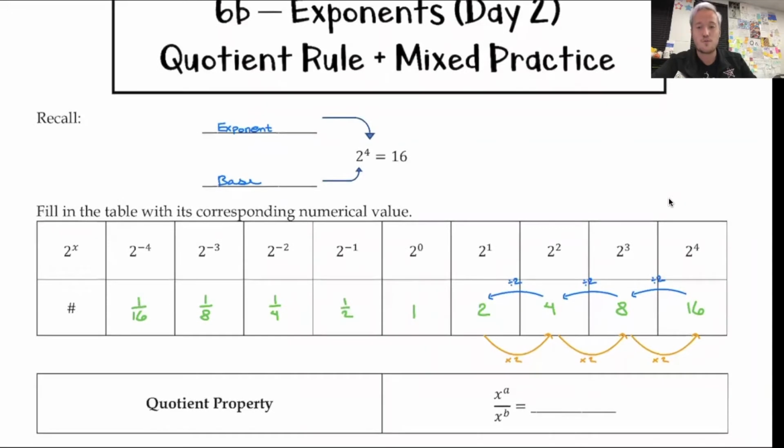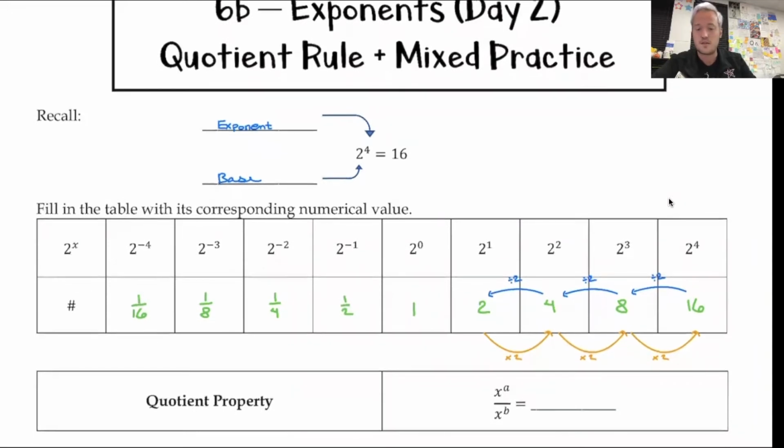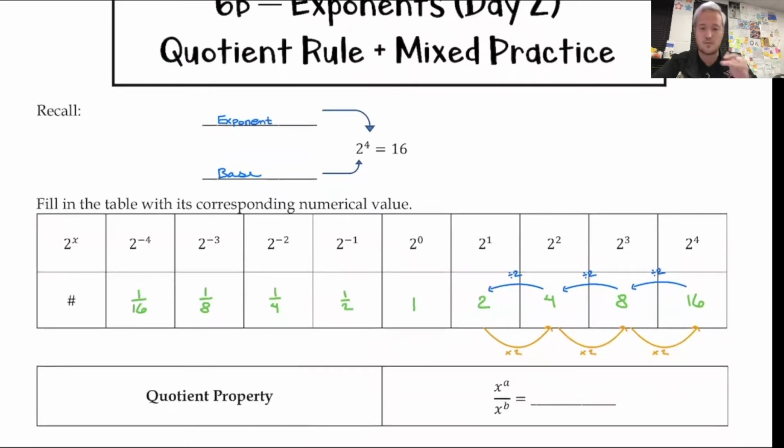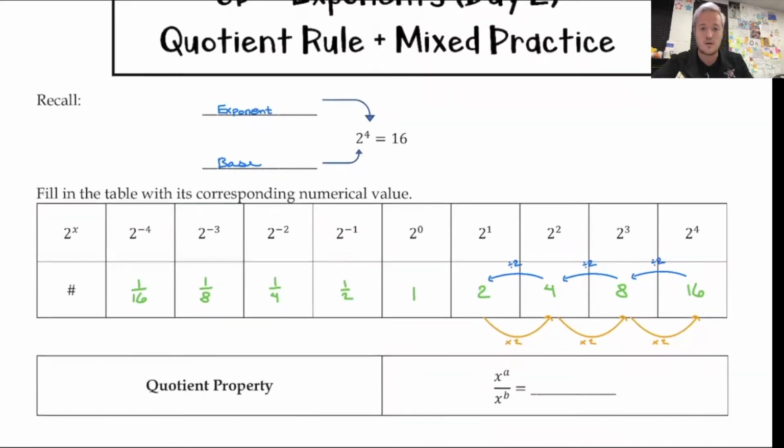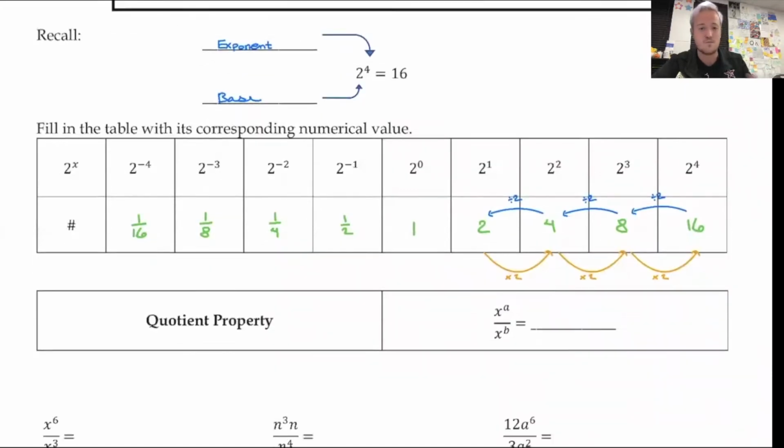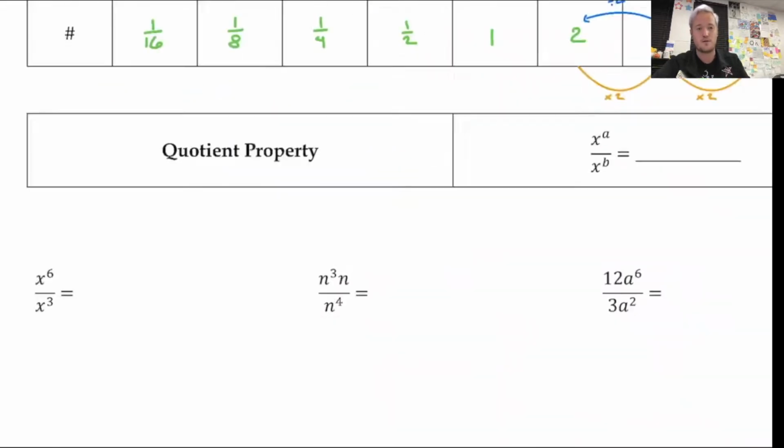For this part right here, this top part is the exact same that we did in 6a. So I'm just going to leave this here and skip it. If you want a more detailed explanation on this, I'll refer you back to 6a, and you can watch the beginning of that video and see what goes into building this table. All right, so looking at the quotient property here.